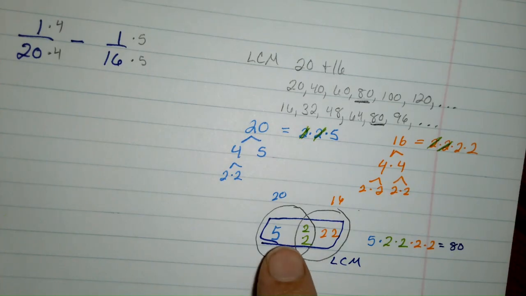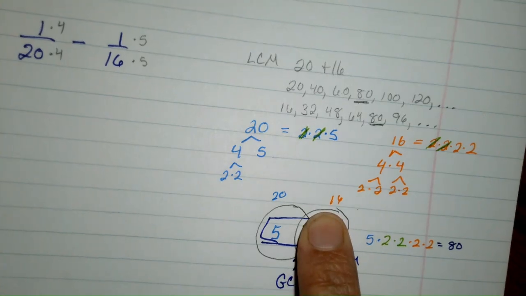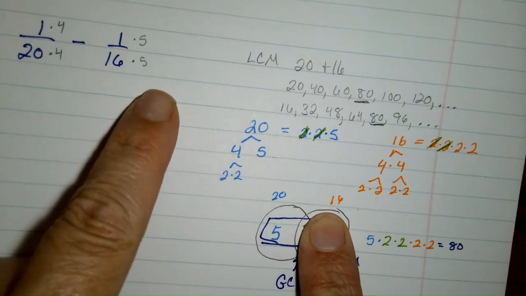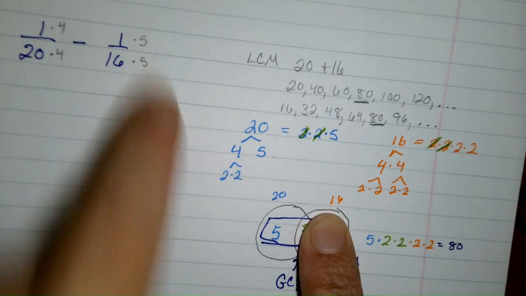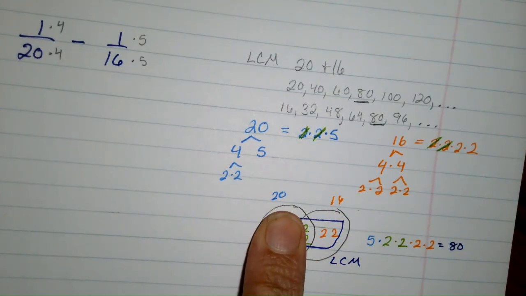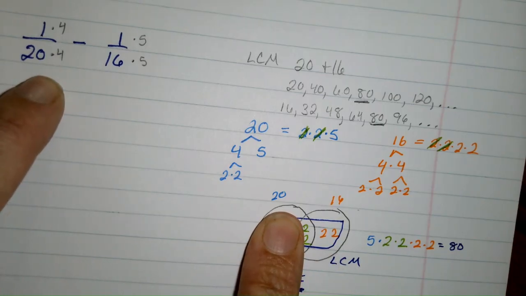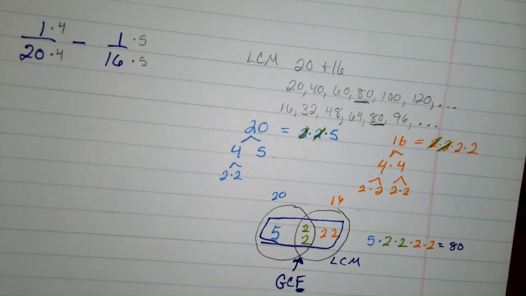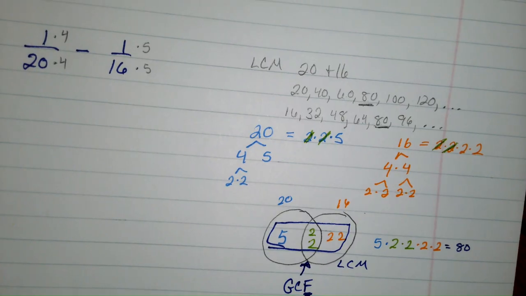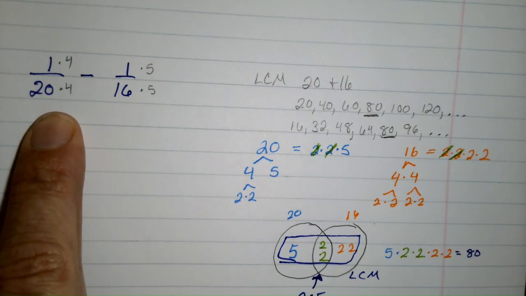Also, what's outside of the 16 circle? A 5. That's why we're multiplying top and bottom by 5. What's outside of the 20 circle? 4, because 2 times 2 is 4. That's why we're multiplying the 20 by 4. So that Venn diagram really helps us come over here and do this.